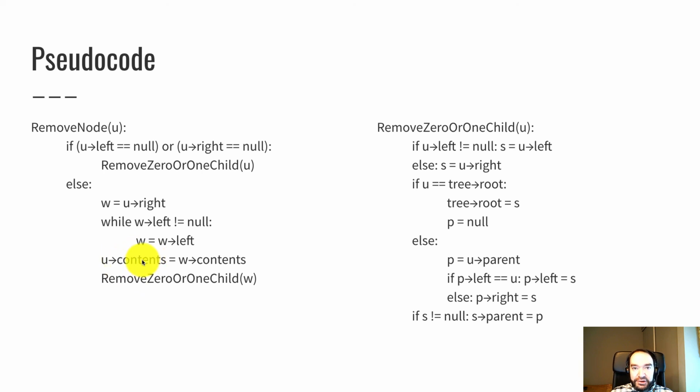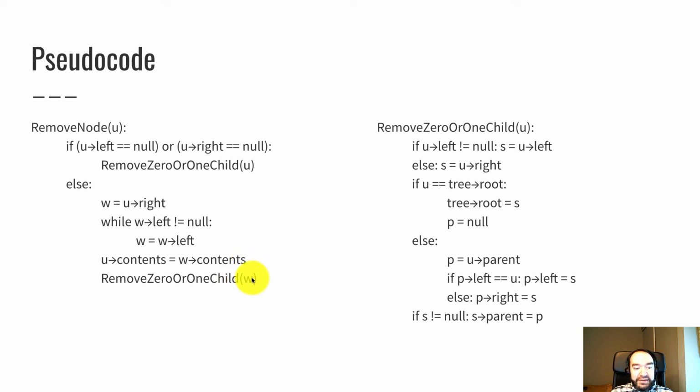It's not in the tree anymore. We're almost done. The one last detail is that in this case, we've got 2 copies of the successor's key value, and we need to delete the one that's in the leaf node at the bottom of the tree. We use our remove 0 or 1 child function to do that, passing w. It's not u here, it's w.